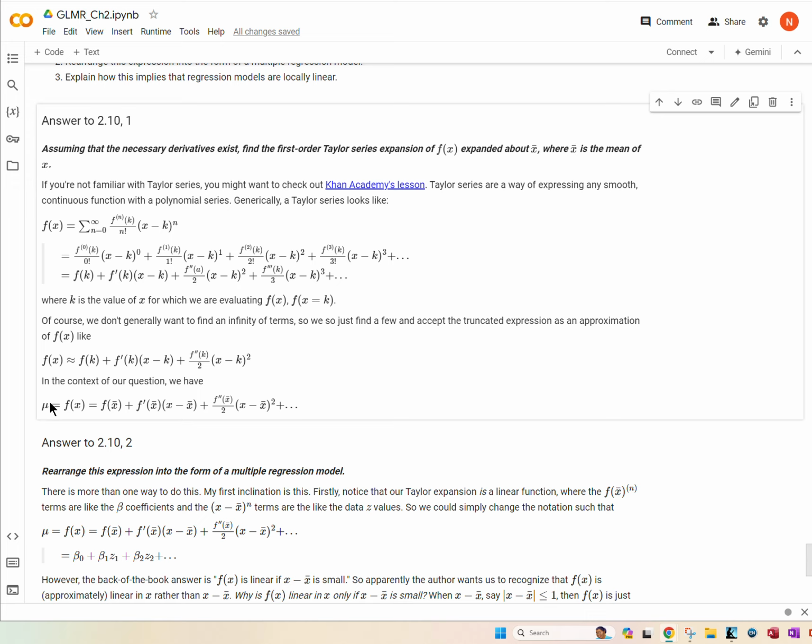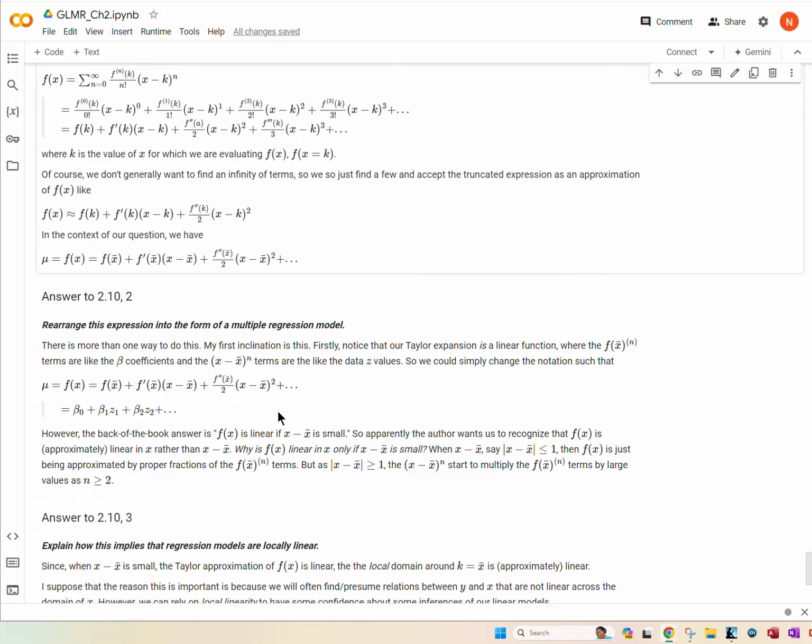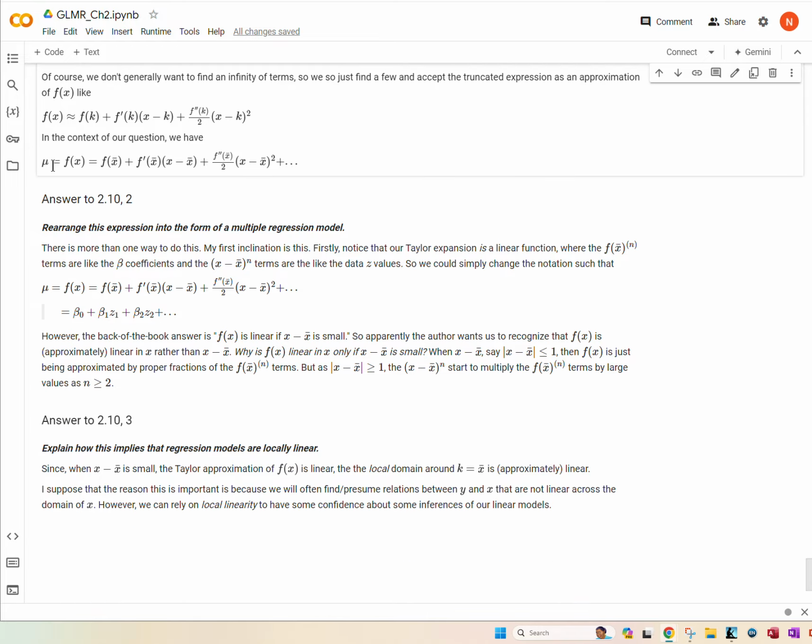So we have that mu equals f of x. The x bar is our k, so I can just substitute x bar for k and plug everything in, and this would be our Taylor expansion. All right. Now we want to rearrange our Taylor expansion in the form of a multiple regression model. My first inclination in doing this is different than what the book suggests, and I think that what the book is suggesting is important for what comes in part 3 of this question.